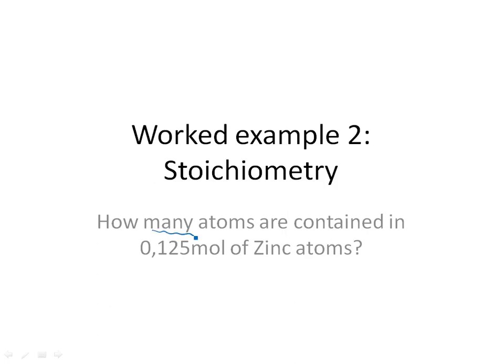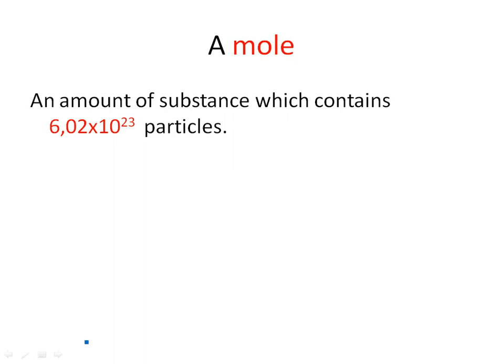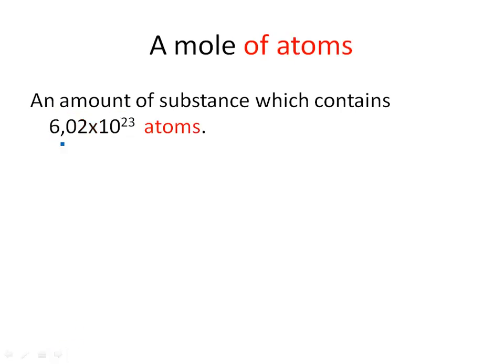How many atoms are contained in 0,125 moles of zinc atoms? Remember that a mole is an amount of substance which contains this number of particles. And if we're speaking about a mole of atoms, we mean 6,02 times 10 to the power 23 atoms.